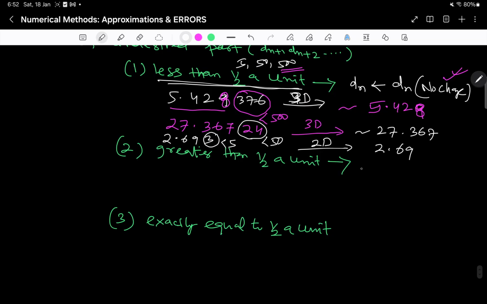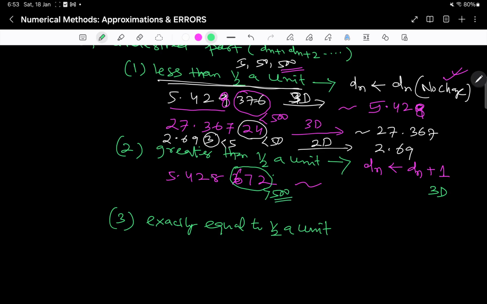If it is greater than half a unit, then what will happen? Here the nth place dn will be replaced by adding 1 to that place. For example, suppose I have 5.42837 and I want to keep it up to 3-digit accuracy. Then what will happen? This undesired part is greater than half a unit, right? So 1 is added over here, and it becomes 5.429.